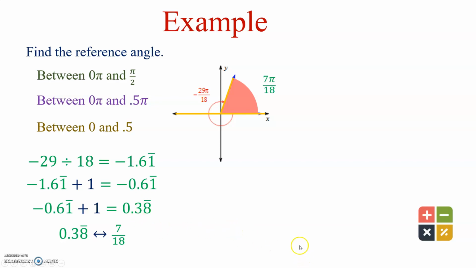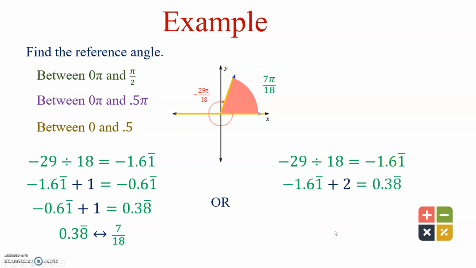Or, because we're working with decimals, there's actually an easier way. Once we divide the two numbers, if I understand my goal is to make this a number between 0 and 0.5, I understand adding 1 won't be sufficient. So if I add 2 in one keystroke, there goes the value I'm looking for.